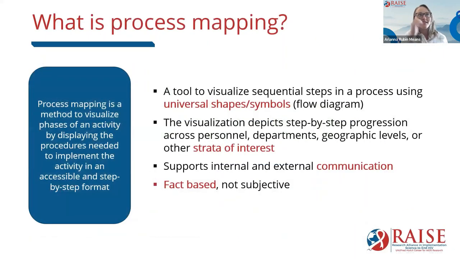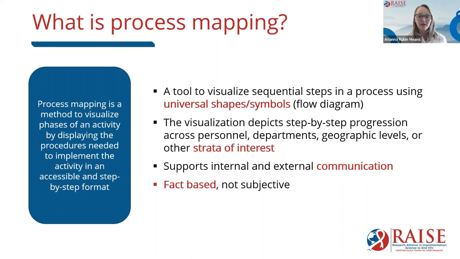So as you could see in that example, process mapping really intends to visualize the phases of an activity by displaying the procedures that are needed to implement the activity in an accessible and very step-by-step format. And it does so by using these universal shapes or symbols in a flow diagram. And these symbols are used to show beginning and endpoints of a process, decision points, and steps along the way. And we'll talk more about those symbols and shapes in a minute.